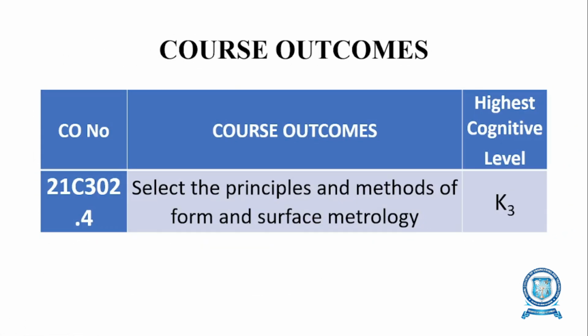And these are the course outcomes. After the completion of this unit, students will be able to select the principles and methods of form and surface metrology. So students being able to select the principles and methods means they can find the best option to measure the surface of the materials, the flatness of the materials, the dimension of the materials, and the tolerance of the materials.